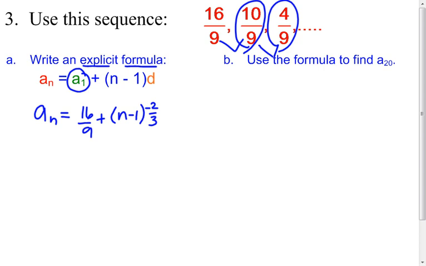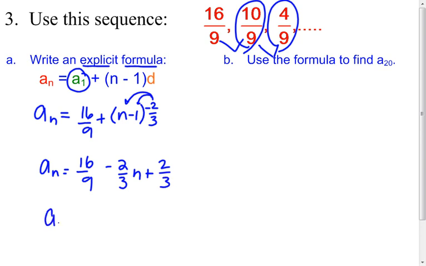All right, now what I want to do is simplify this explicit formula. You're not going to have a numerical answer here. You're still going to have variables, but you are going to need to simplify this a little bit. So I have 16/9 here. I will distribute this negative 2/3, so then I will have negative 2/3 n plus positive 2/3. And then you want to combine your like terms.